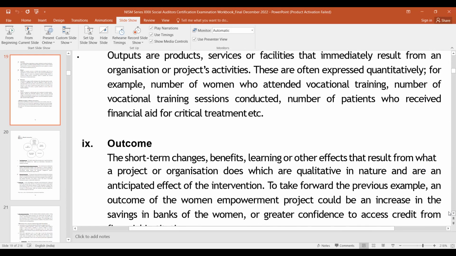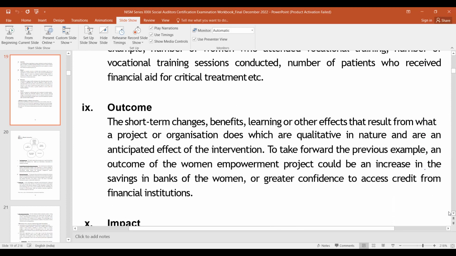The short-term changes, benefits, learnings, or other effects that result from what a project or organization does, which are qualitative in nature and are an anticipated effect of the intervention. To take forward the previous example, an outcome of the women empowerment project could be an increase in the savings in banks of the women or greater confidence to access credit from the financial institution. So this could be the outcome.